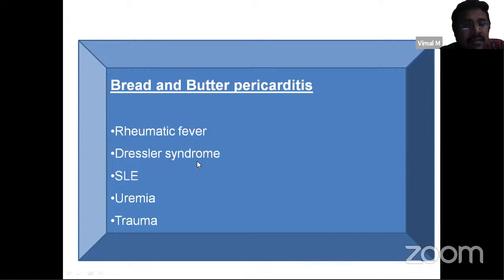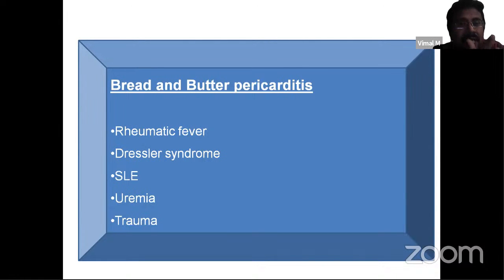Dressler syndrome. Dressler syndrome is nothing but a post myocardial infarction syndrome, that is, after the myocardial infarction, after a few days, maybe 1 week, the patient may be complaining of chest pain. So it is because of the initiation of the treatment. So that is called Dressler syndrome. In SLE, uremia, trauma, in all these conditions, you will be getting bread and butter pericarditis.